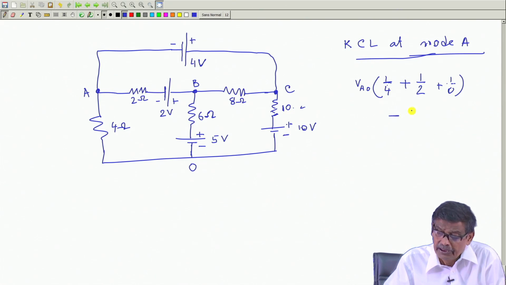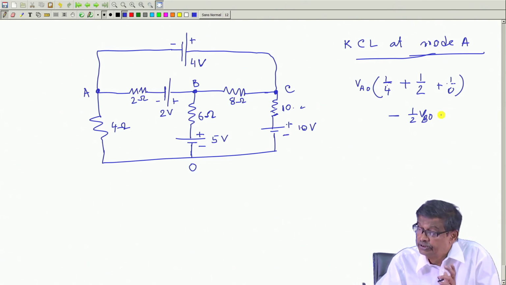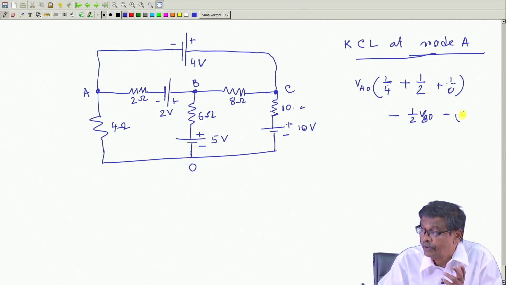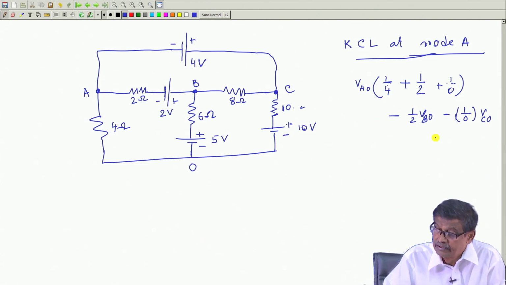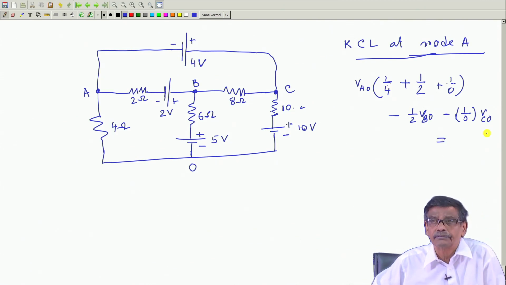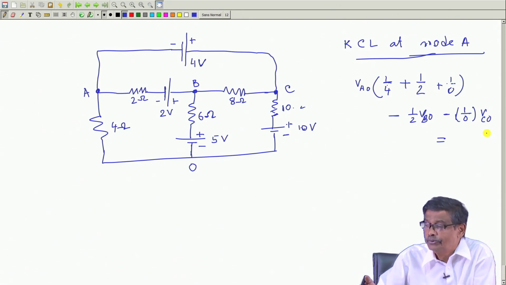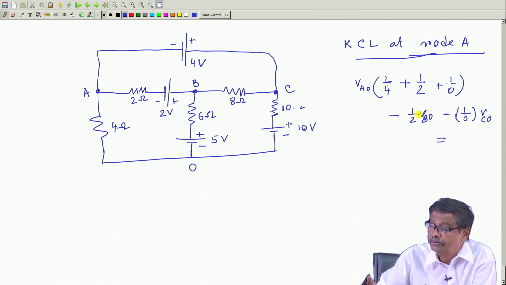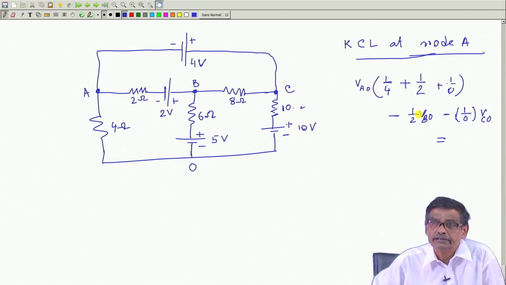Then the coefficient of V B 0 will be 1 by 2 into V B 0, and the coefficient of V C 0 once again is a dreaded term, 1 by 0 into V C 0, because the common resistance between A and C is 0 resistance, and this should be equal to the sources; there will also be some problems. So, it looks like you cannot proceed. What will you do with the coefficient of V A 0 becoming infinity? You cannot solve such equations, is it not?